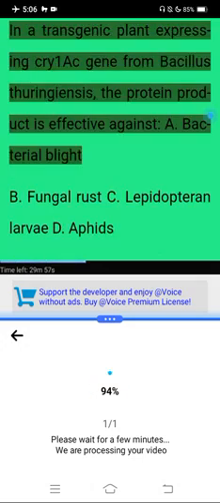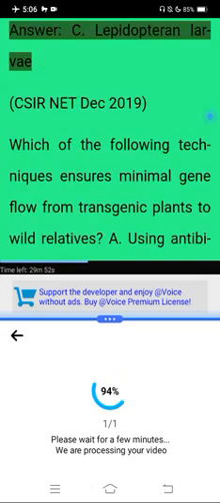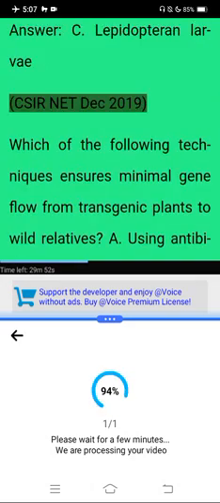CSIR-NET June 2016. In a transgenic plant expressing the Cry1Ac gene from Bacillus thuringiensis, the protein product is effective against: A, bacterial blight; B, fungal rust; C, lepidopteran larva; D, aphids. Answer: C, lepidopteran larva.